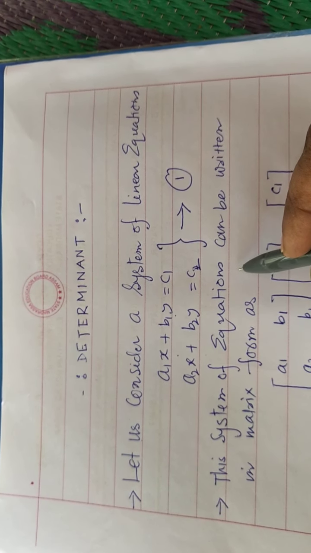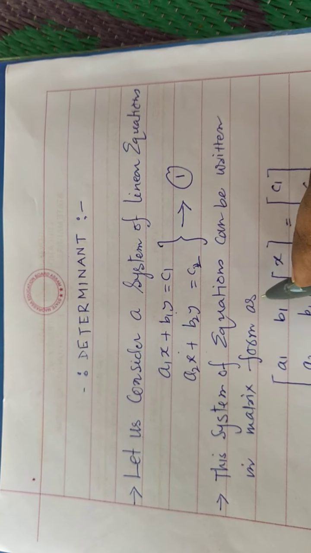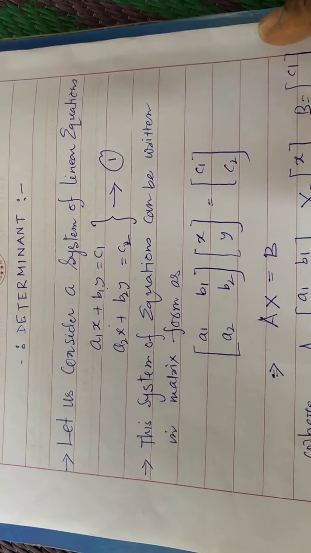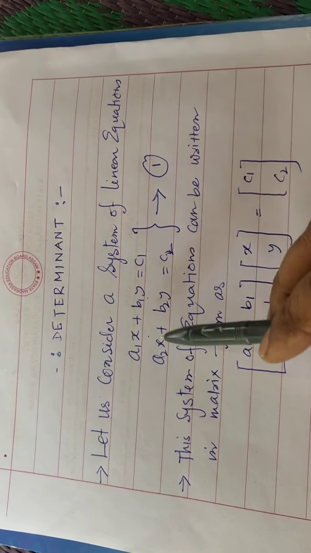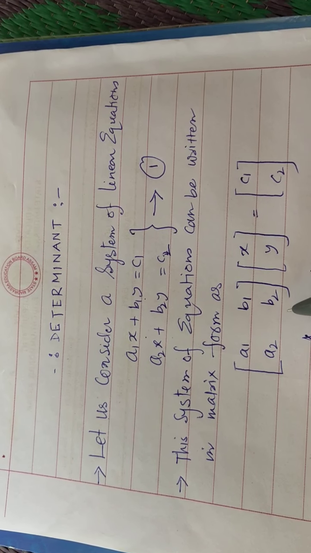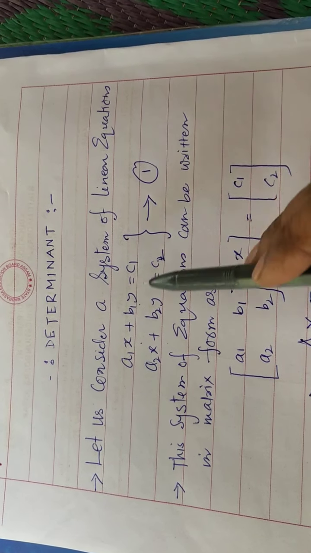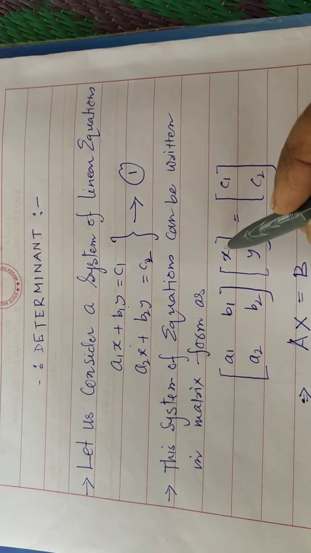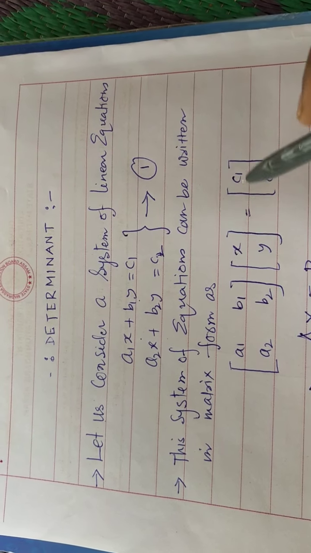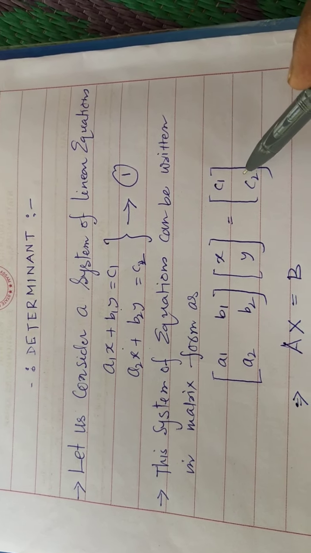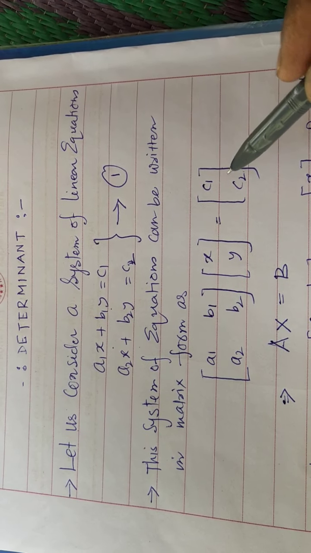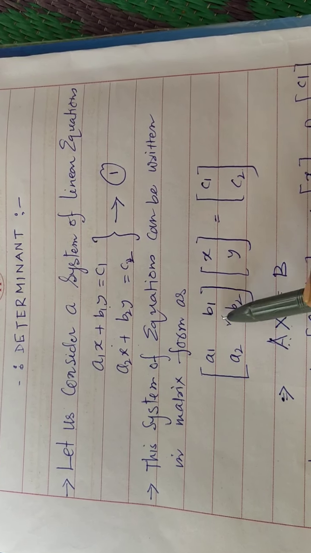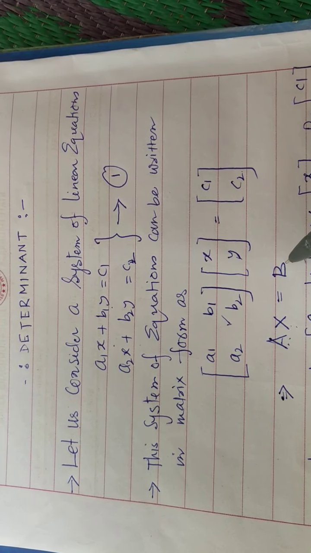This system of equations can be written in matrix form. How can you write it in matrix form? It's very interesting. The coefficients of x and y are written in the form of a square matrix, the solution values of x and y are represented by a column matrix, and the right hand side constants are represented by a column matrix again. This is written as AX equal to B, where A is called the coefficient matrix, X is the column matrix, and B is this one.